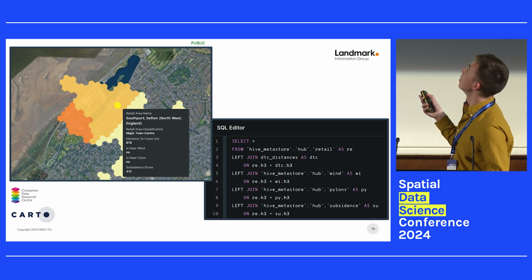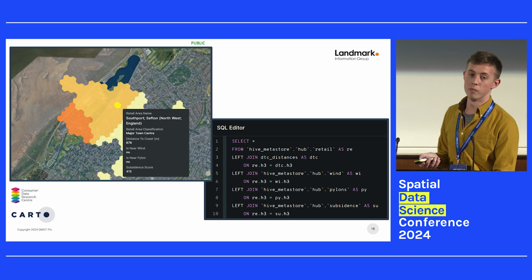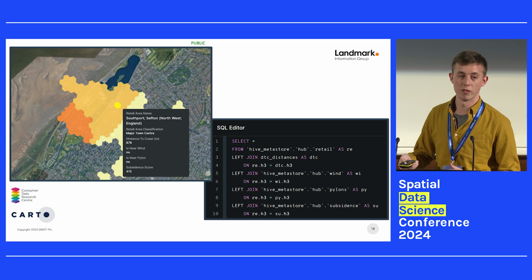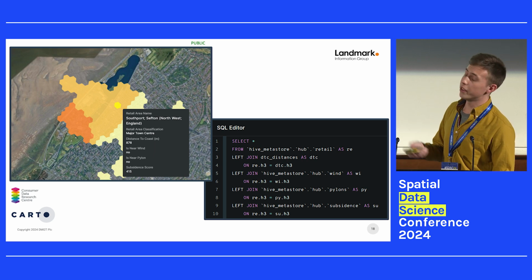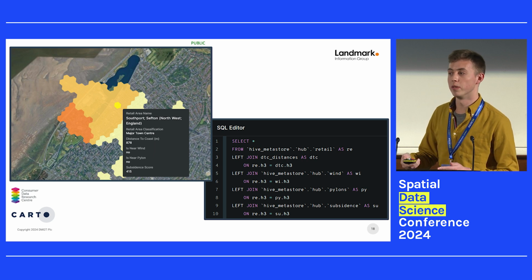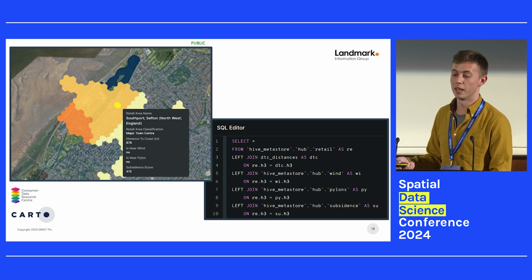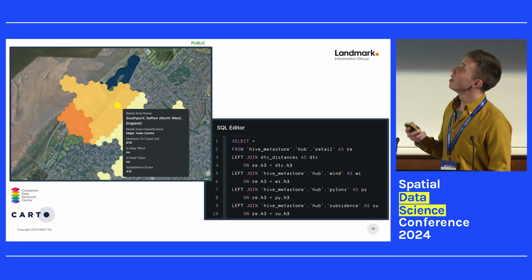So there's distance to coast. You can just join that onto the retail areas using H3. Then we've got wind turbines, are you near any of those? Pylons, near any of those? Subsidence scores, which is sort of omnipresent throughout the UK. And so you can really start to simplify down these queries and unify all of your internal data sets, regardless of where they come from, and generally speed up your customer-facing queries.